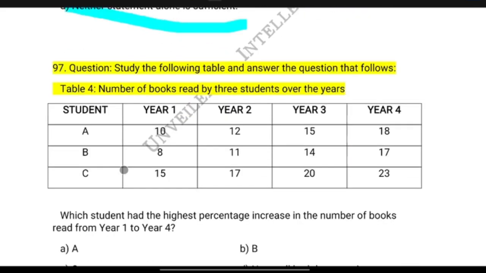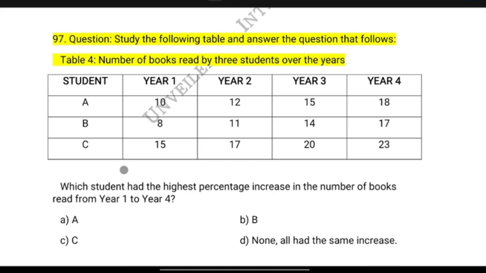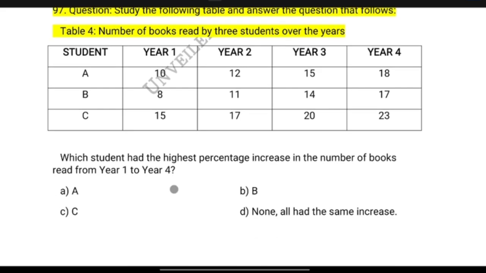97. Question. Study the following table and answer the question that follows. Table 4. Number of books read by 3 students over the years. Which student had the highest percentage increase in the number of books read from year 1 to year 4? Correct answer is C.